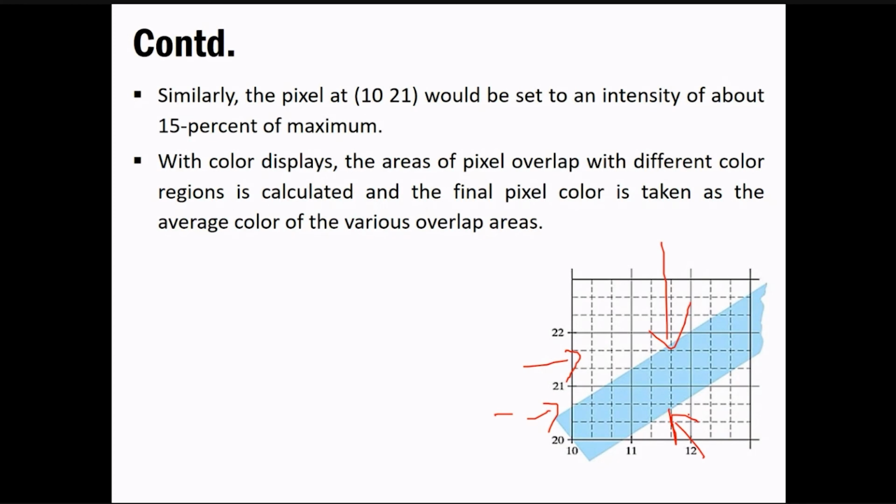Okay, so what will this coverage do? Basically you try to give some intensity, and based on the intensity you can blur that thing. Okay, you can remove the jagged appearance at that particular pixel.